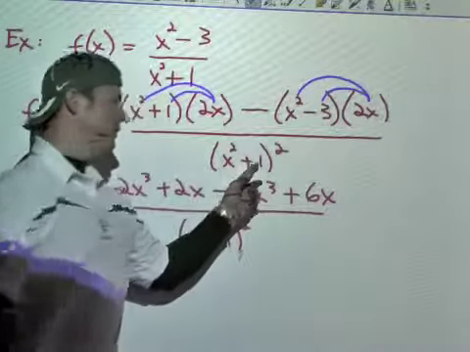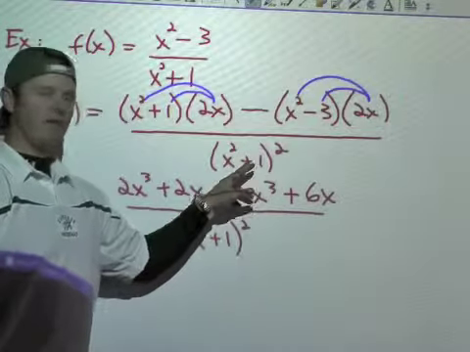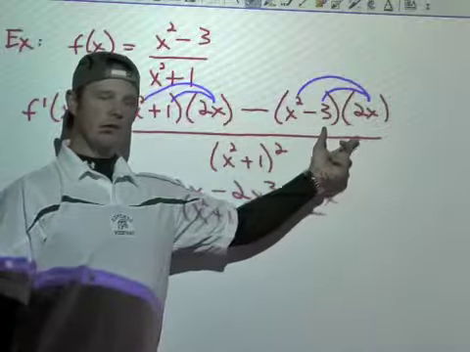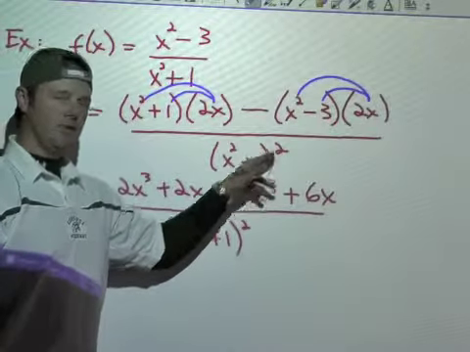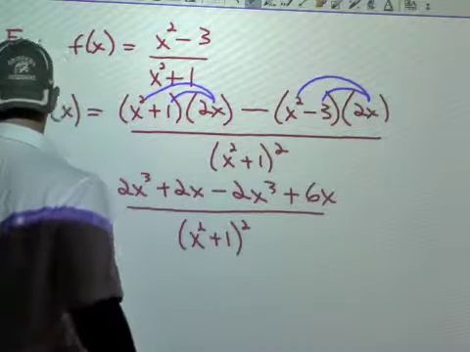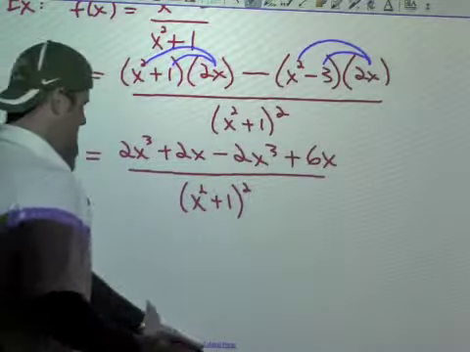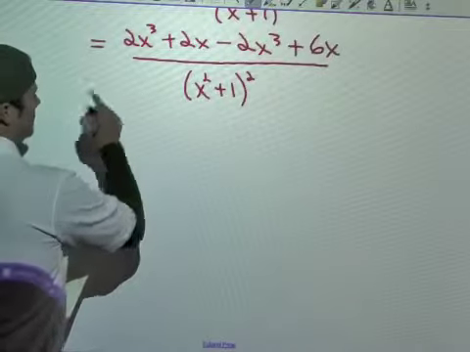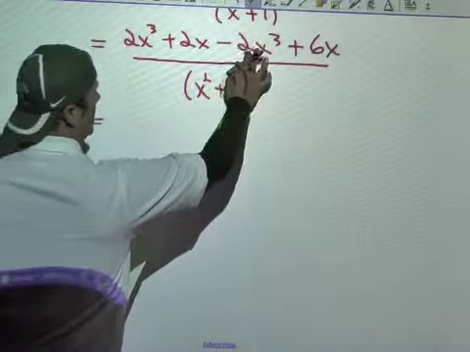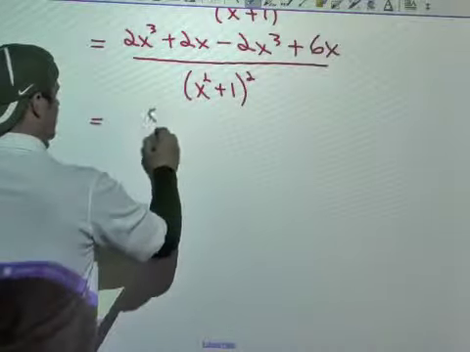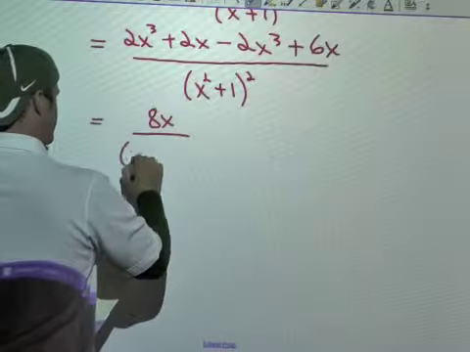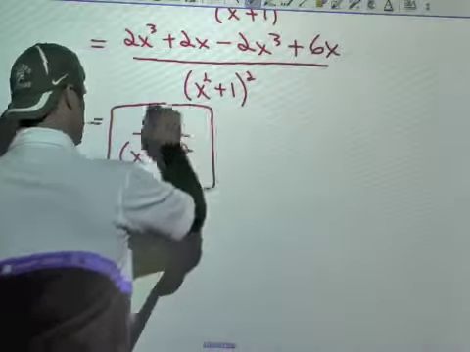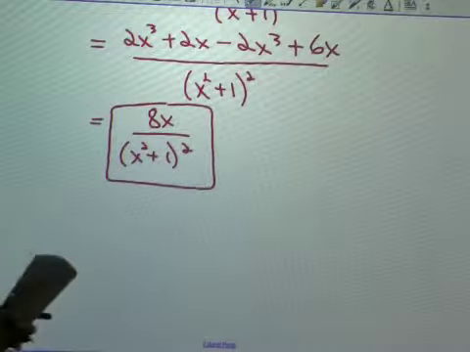Now don't actually FOIL this out and square it. Just leave it in that form. It's easier to use like that. So usually we just simplify the numerator as much as possible and leave the denominator in squared form. So I'll just collect some like terms. The 2x cubes cancel out. 2x and 6x is 8x over (x squared plus 1) squared. So that would be our derivative function.